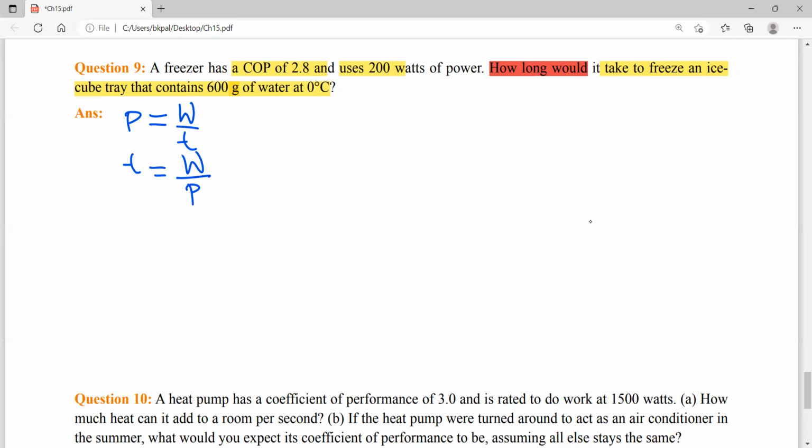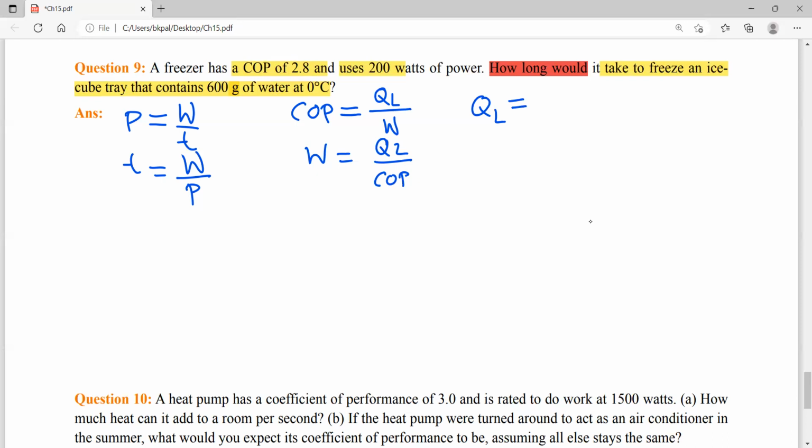To do that, let's use the equation of COP for a freezer. COP for a freezer is this, so W is equal to QL over COP. Now COP is given, but QL is not given directly, so we have to calculate QL. What is QL? QL is the amount of heat required to freeze 600 gram of water at 0°C. That means the heat energy required to change the phase from water to ice.